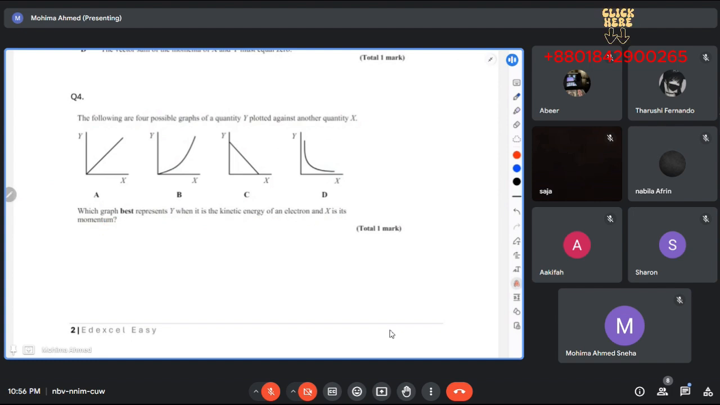Okay, so try to find out which will be the possible correct graph for the relationship between kinetic energy and momentum. Because on the y-axis, you have kinetic energy, and on the x-axis, you have momentum. So obviously, this is about a relationship between kinetic energy and momentum, right? Why do you think that? I'll just give you some time to think and then reply with the correct answer.